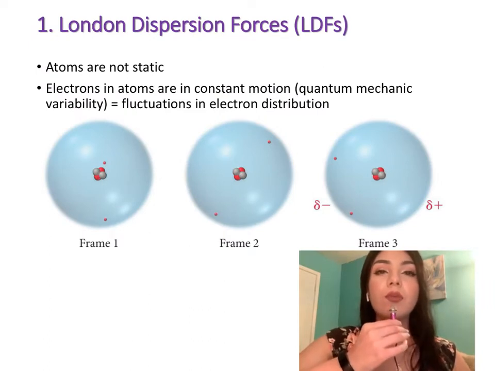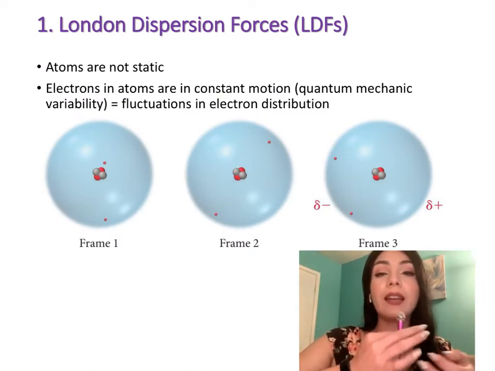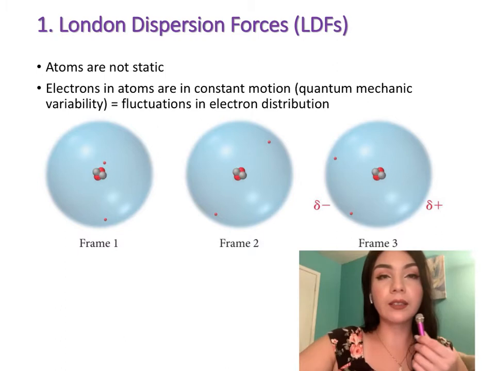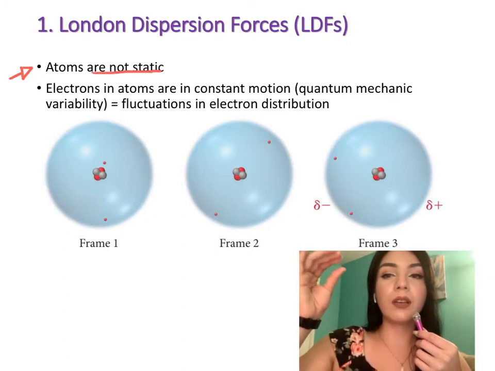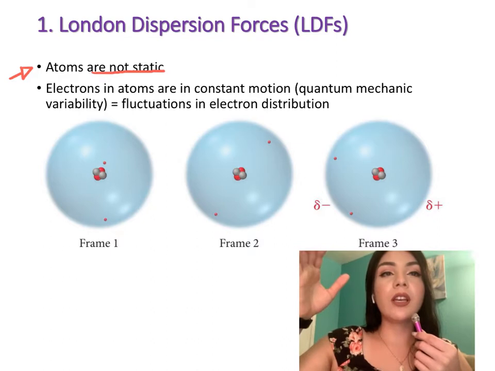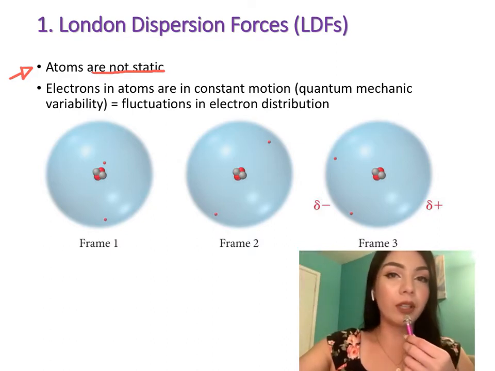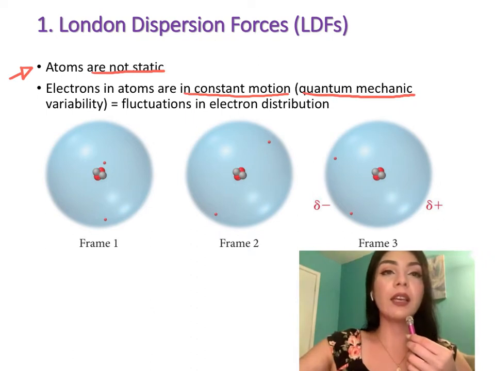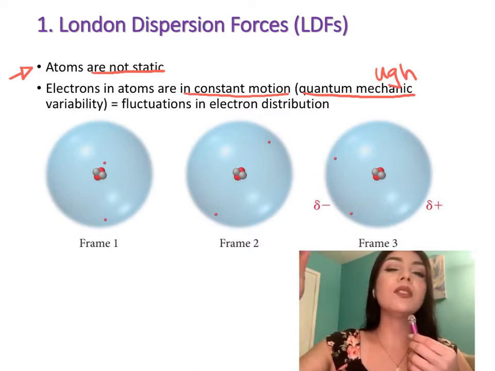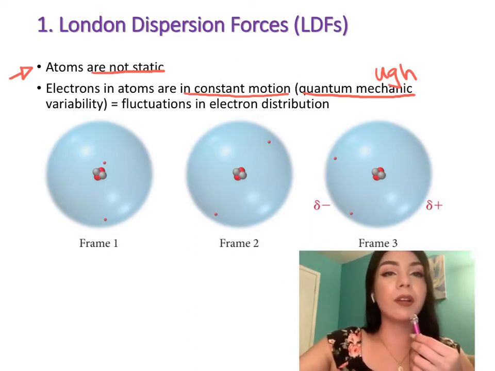So let's say we could look at an atom with our naked eyes. We would find that atoms are not static. It's not that the electrons are in one place, they stay there, they don't move. They're actually in constant motion. And this has to do, again, with something from Chem 1, quantum mechanics. And all this is that electrons can be in different places. So they're actually moving around all the time.